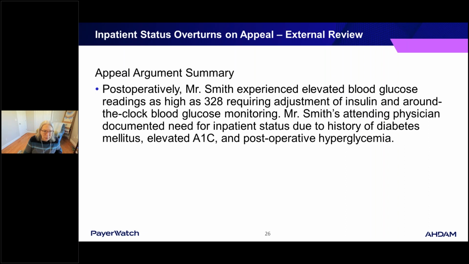The only thing that really happened with this particular gentleman is he did have elevated blood glucose readings as high as 328, and of course they adjusted his insulin and did around-the-clock blood glucose monitoring, which seems to me fairly routine post-op care. His attending physician in the record did document the need for inpatient status, and that was due to his history of diabetes, his elevated A1C, not sure where that came from, and his post-op hyperglycemia. Okay, so this went through two levels of appeal internally back to the payer. It was upheld.